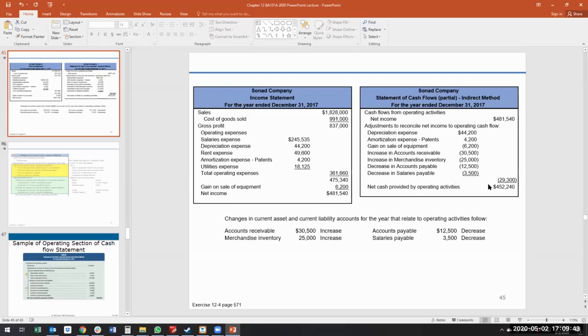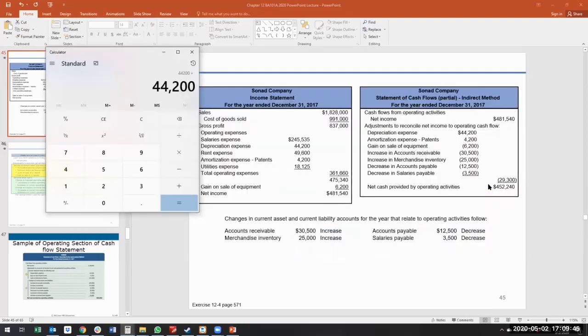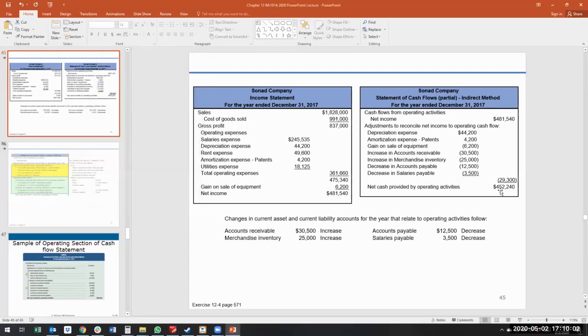We're going to take all of that amount, 44,200 plus 4,200 minus 6,200 minus 30,500 minus 25,000 minus 12,500 minus 35,000, and then add that to our total, and we get our net cash provided by operating activities at 452,240. And that'd be the answer. That's how you compute this. You're going to have homework questions like this so you can understand it, and you might get asked a question of how to calculate the net cash provided by operating activities, but I wouldn't ask you to write this whole statement out.